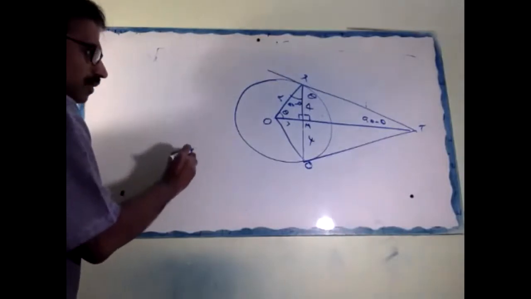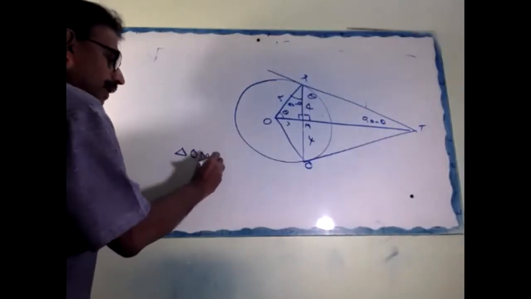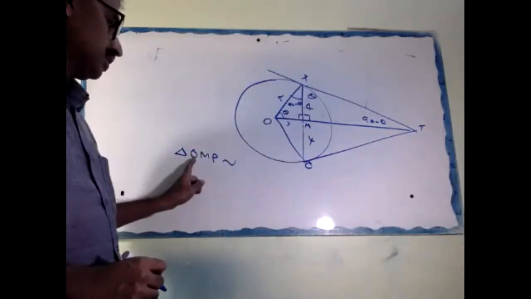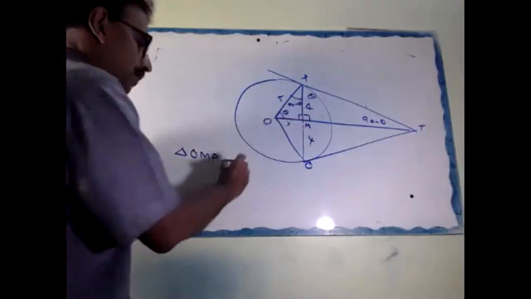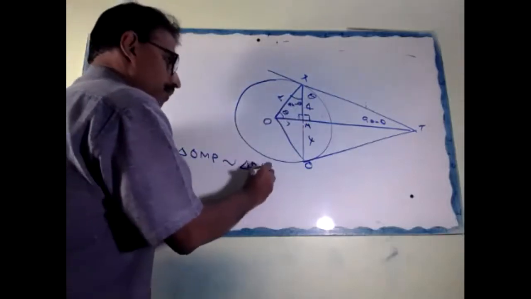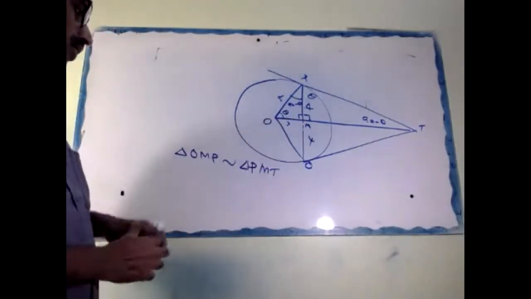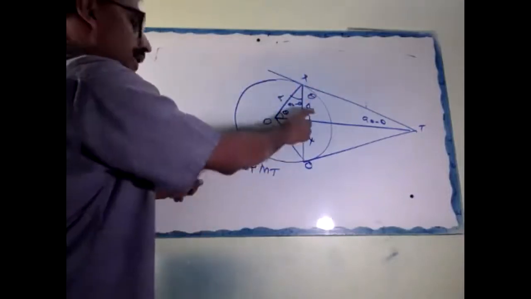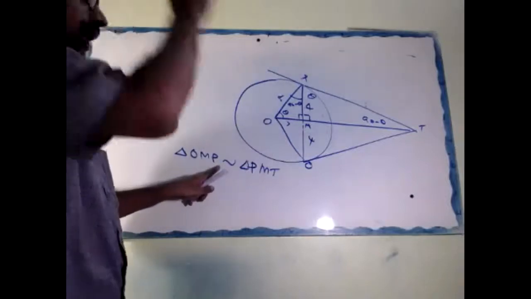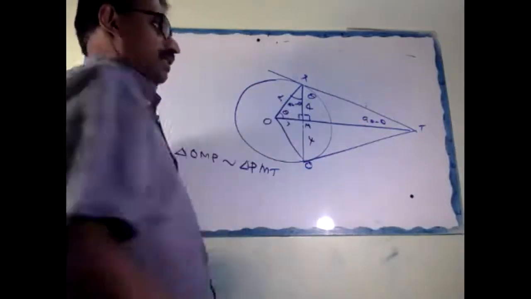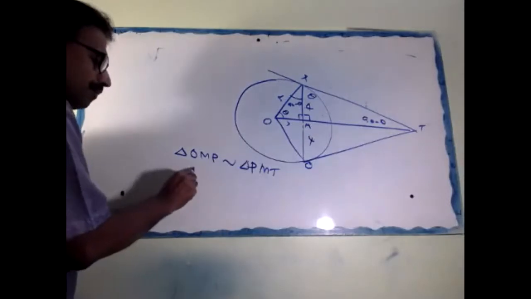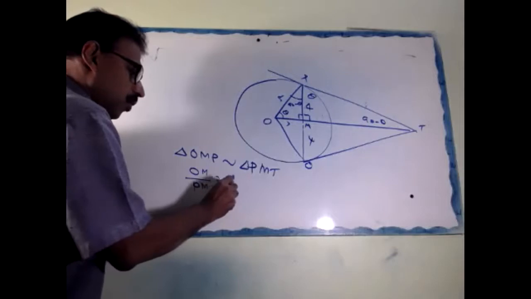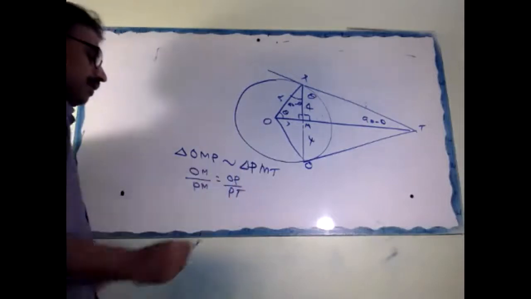Triangle OMP is similar to triangle PMT. Angle O is theta here, so angle P is theta. Correct or no? O equal to P, theta. M 90, M 90. P is 90 minus theta, T is 90 minus theta. Okay. So then OM divided by PM equals OP divided by PT.